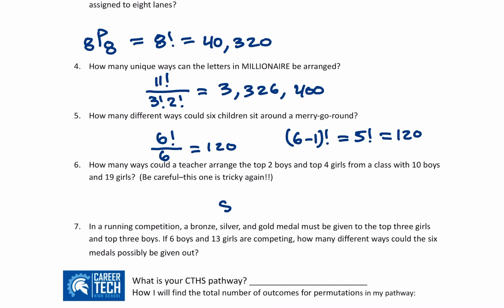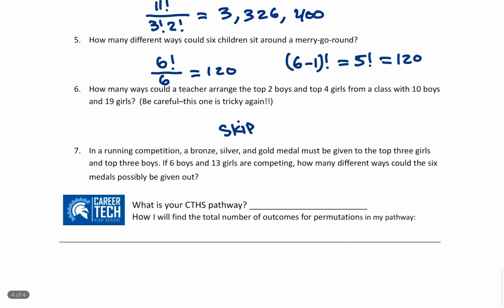Okay, now we're actually going to skip number 6 and move on to number 7. So in a running competition, a bronze, silver, and gold medal must be given to the top 3 girls and the top 3 boys. If 6 boys and 13 girls are competing, how many different ways could the 6 medals possibly be given out? So the trick to this one is to think about each permutation separately.